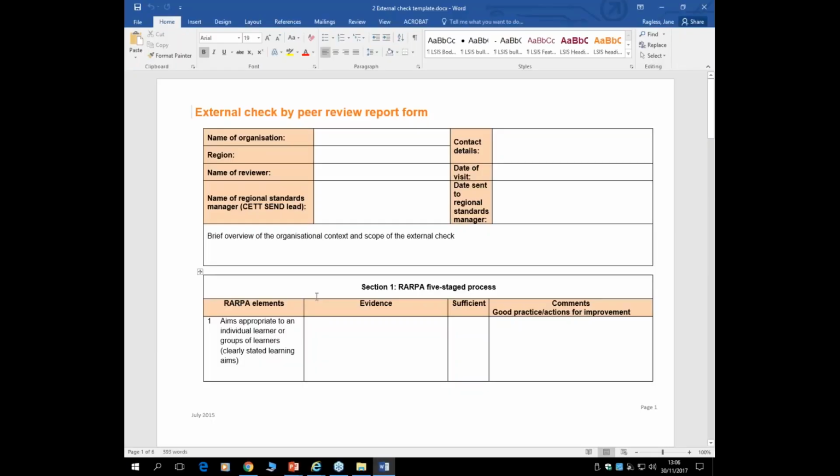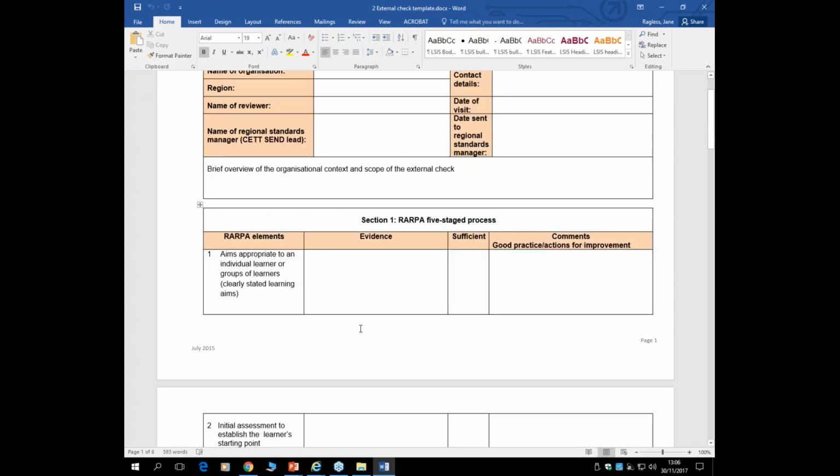And then when you feel that you'd like to, we operate a triangulation system where you might liaise with other colleges, preferably colleges nearby to you, that you would want to peer assess and peer review. And again, there's a form here for you to just evidence how they meet the criteria. Is it sufficient? And then examples of good practice or areas that might need improvement.